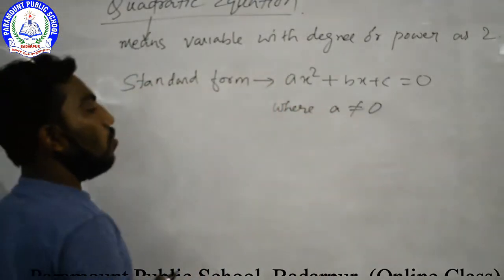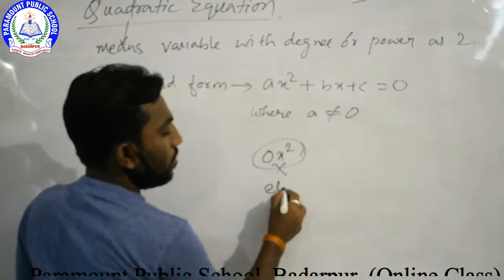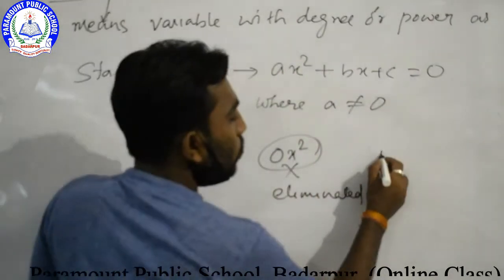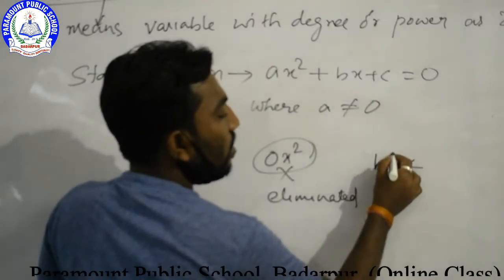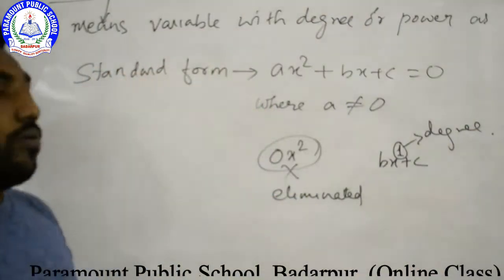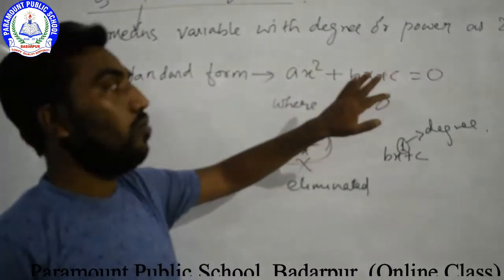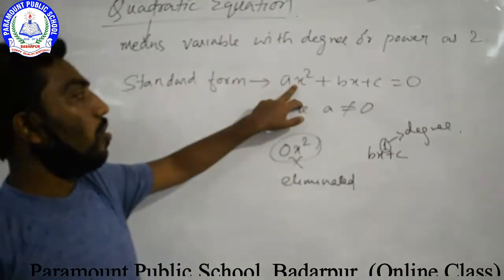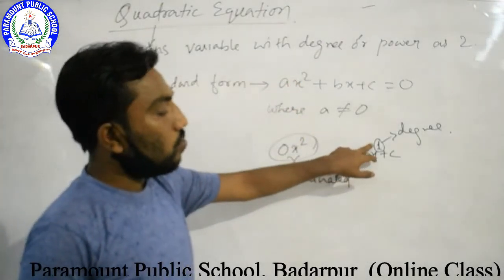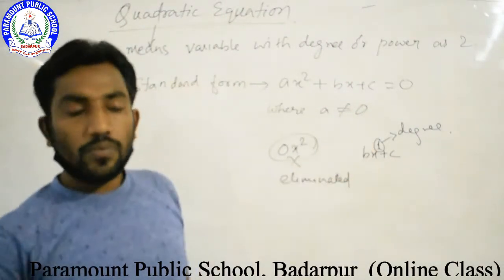Because if I put the value of a as 0, it will become 0x square. So this term will get eliminated. And if this term gets eliminated, our equation will become bx plus c, whose highest degree is 1. The highest power of the variable should be 2, but if a becomes 0, our power reduces to 1. So this does not become a standard form of quadratic equation.